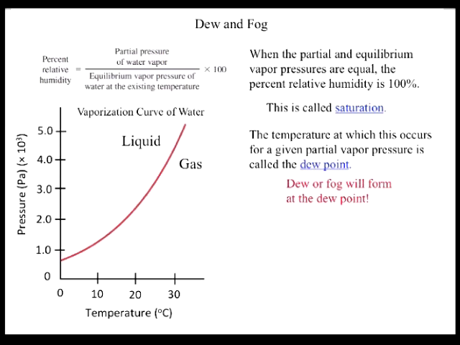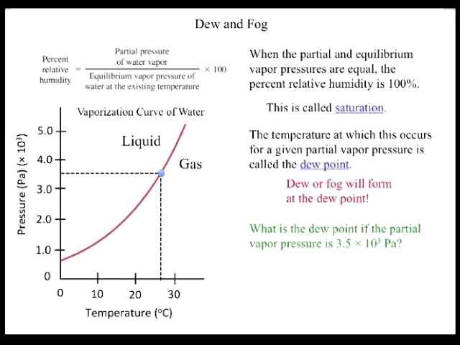As a simple example, what is the dew point if the partial vapor pressure of water is 3.5 times 10 to the third Pascal? We start by locating this value of the partial vapor pressure on the pressure axis of the vaporization curve. We then move horizontally to the curve and then vertically downward to the temperature axis. This will be the temperature at which the partial vapor pressure and equilibrium vapor pressure will be equal, resulting in 100% relative humidity. This temperature is also the dew point. In this example, the dew point is 27 degrees Celsius.